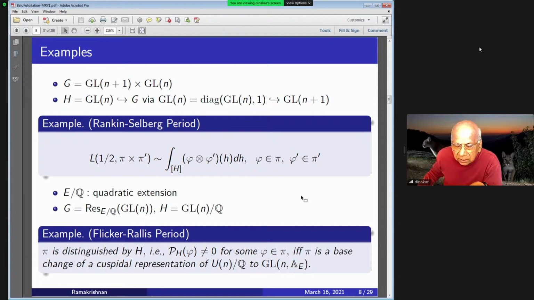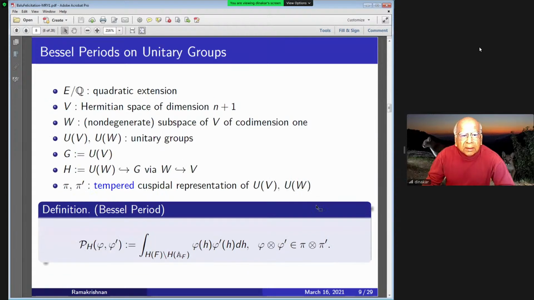And then it's also interesting that somehow there is a duality between GL_n over Q and the unitary group over Q. So if one has a period over one group, then it's a base change from the other. So there's a duality also that is expected in the other direction. This period is called the Flicker-Rowles period. Okay, this is just some examples of periods, Rankin-Selberg, and so on.